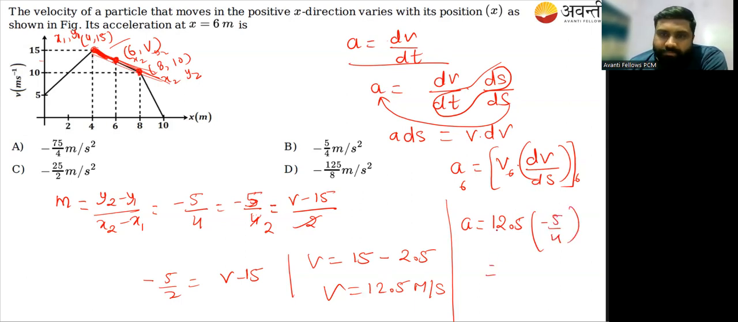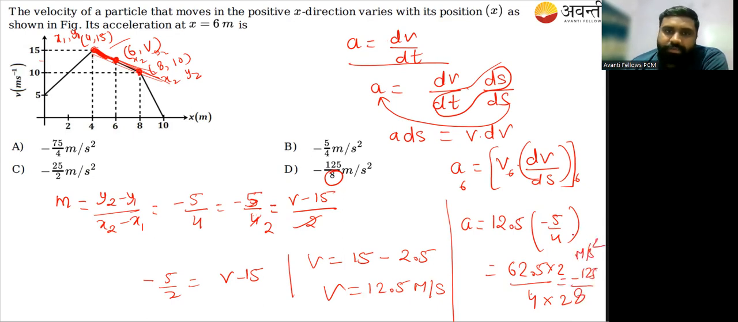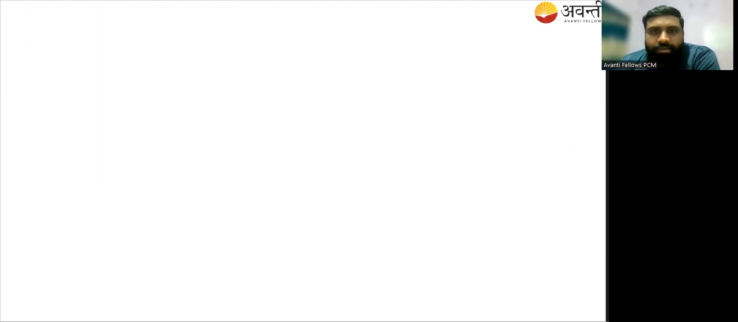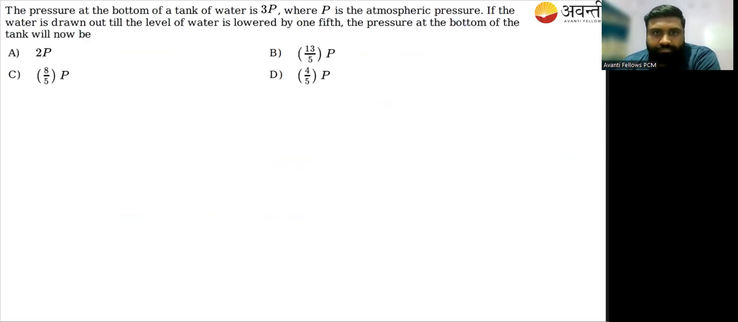So if you multiply this, it will give you 62.5 divided by 4. Now you will not see the answer here. So what you have to do, you need to multiply, because you see 8 in the denominator. If you multiply it, it will become minus 125 by 8 meter per second square. Option D is the correct one. Got it? Now move on to the next question.